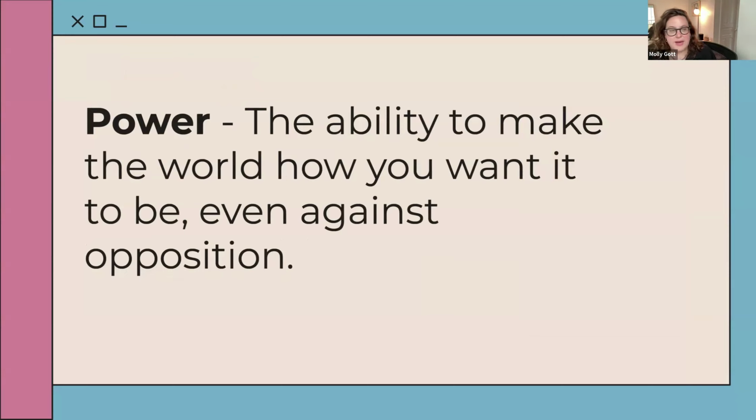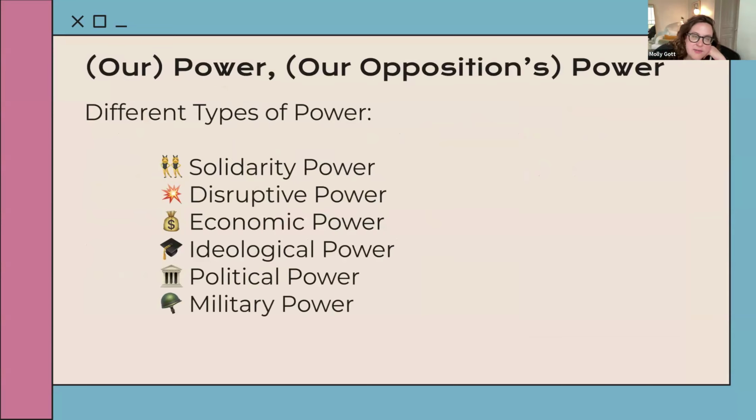The other word that I keep saying over and over again in talking about Little Sis's work is power. And the way we think about that is related to what I was just saying: the ability to make the world how you want it to be, even against opposition. We've talked in these last couple of webinars about different types of power in our social movements, community organizations, labor unions, all of the different groups that make up left social movements. And here, again from that same book, Practical Radicals, are the different types of power that they define.